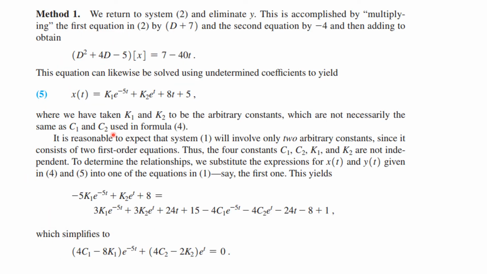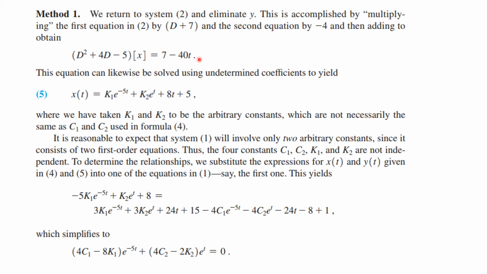Now we have two ways to go. One thing we could do is return to the system that we initially had and now just eliminate y. And if we did, we'd find this differential equation for x, and this would be the other side after I do those operations, which are multiplying the first equation by D plus 7, that's really an operator, and the second equation by minus 4, and adding them, and you get this.